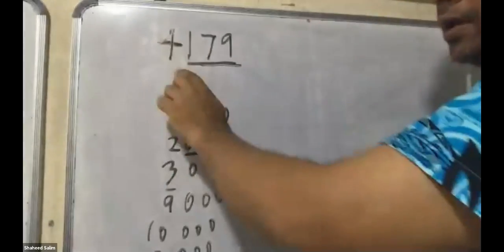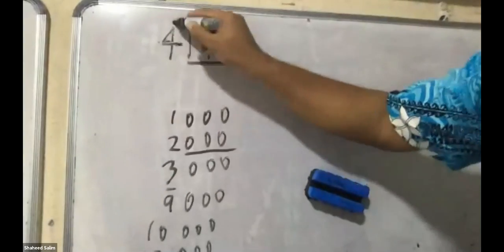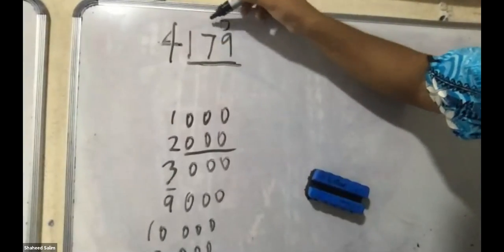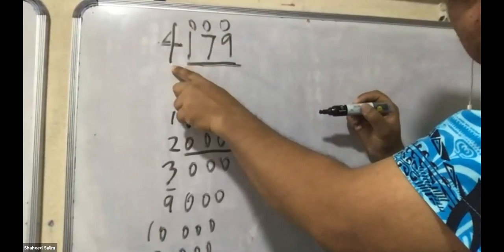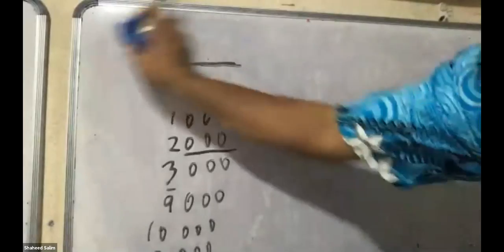179. Good. Okay. Now remember, this now is in the 1, 0, 2, 0, 3 zeros. How many thousand? 4. So all together, put it together. 4,179. Good. Well done. Okay. Now we try the next one.